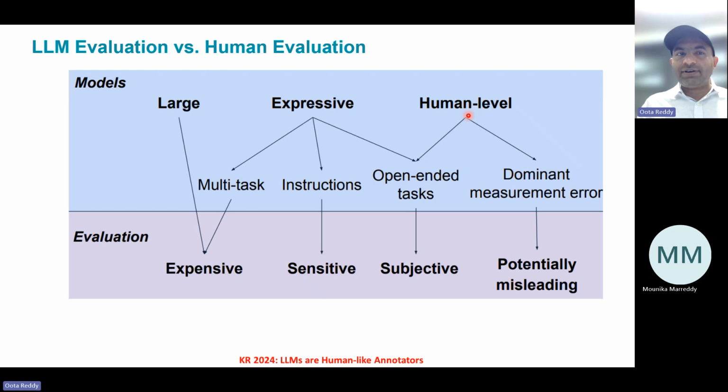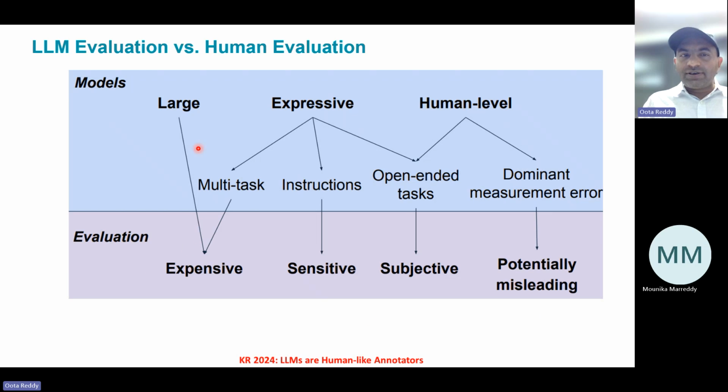Whereas in human-level evaluation, humans try to understand the task, and there are also some dominant measurement errors, as humans can make mistakes. If humans do not evaluate the results properly, that results in errors in the models themselves. So human evaluation is very critical, as human judgments make the models more accurate.